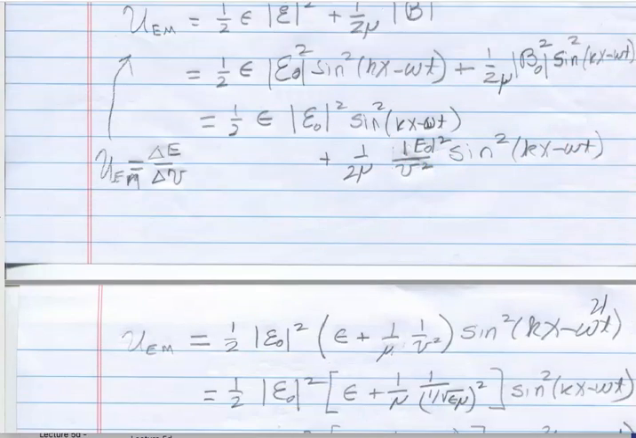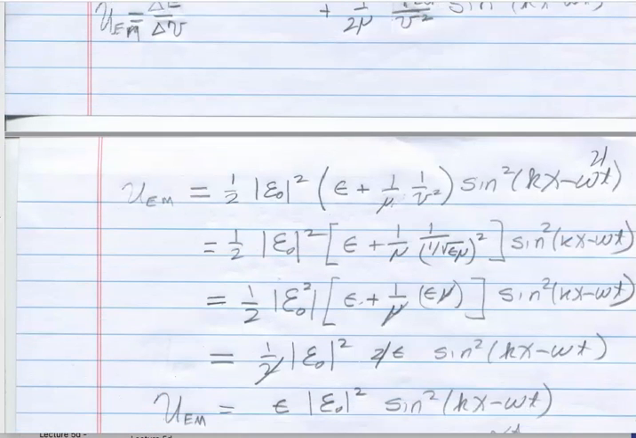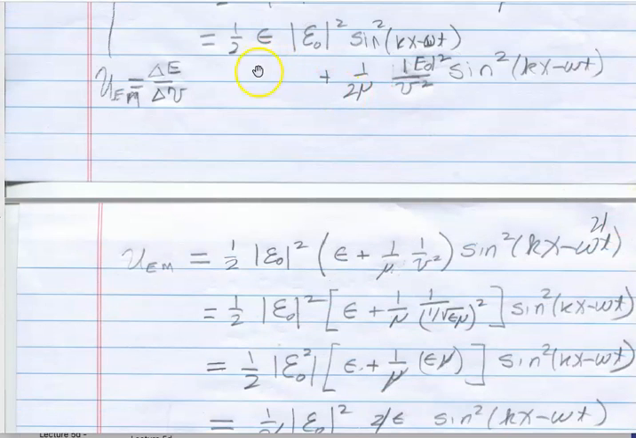And then a little algebra, and then factor out. If you look at this, I've got some common terms. I've got a 1 half. I've got an E squared in both of these. I've got a sine squared, so I pull the sine squared out, a 1 half E squared, and then I'm left with epsilon plus, having factored out the 2's in both cases, 1 over mu times the velocity squared.